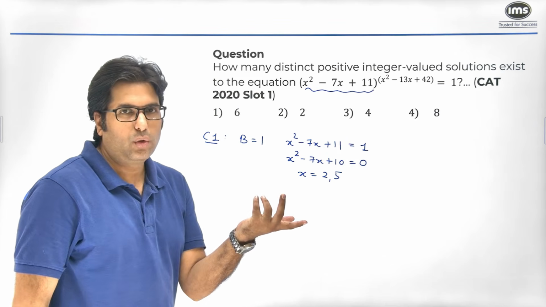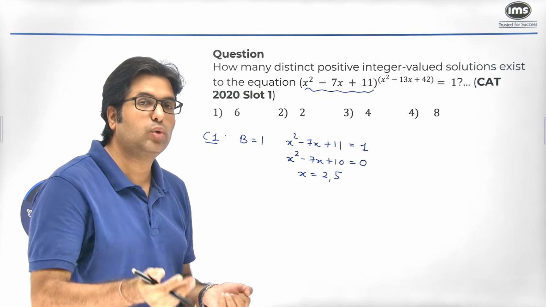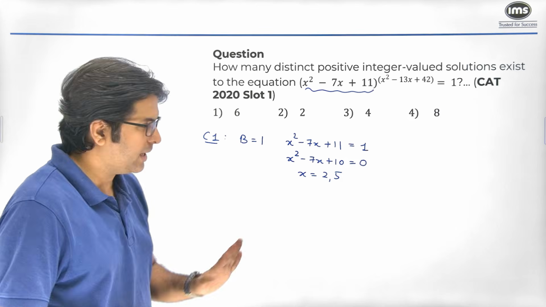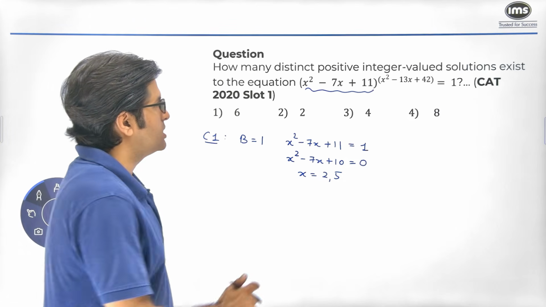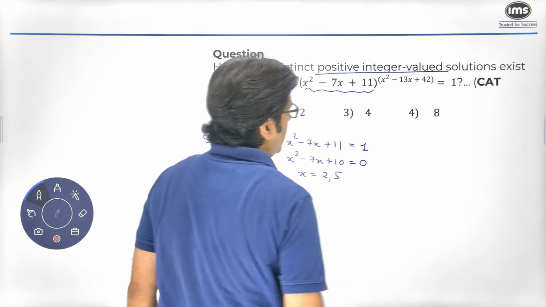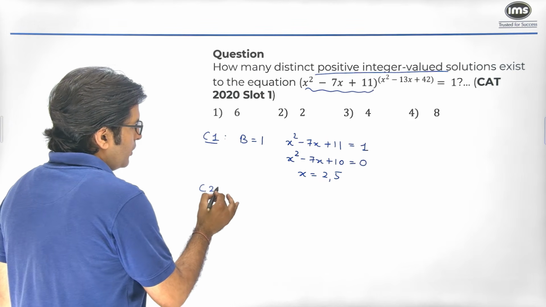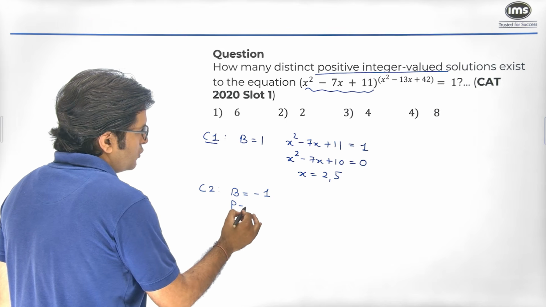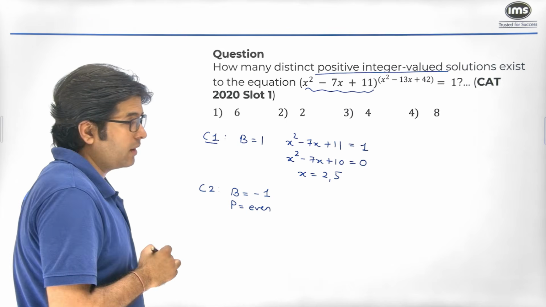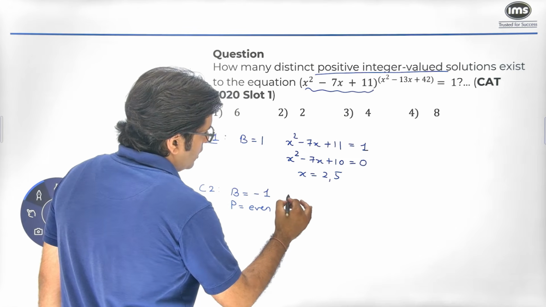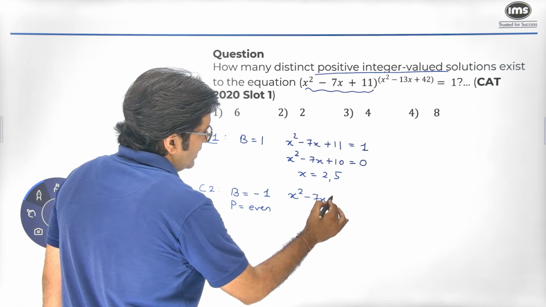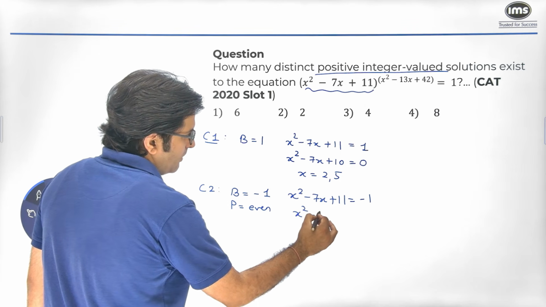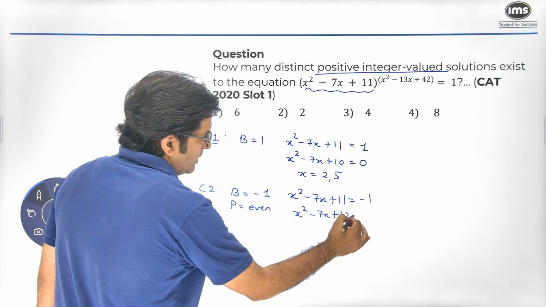When the base is 1, we don't really need to check anything else, which means these two are definitely a part of our answer. So minimum 2 option is also there, not really helping, but 2 and 5, 2 positive integral values are available for us. Second case that we are going to take is when base is minus 1. Remember, when base is minus 1, we just have to check whether the power is even or not. So let's do this. Base is minus 1. So you can have x square minus 7x plus 11 is equal to minus 1. When you simplify, this becomes x square minus 7x plus 12 is equal to 0.